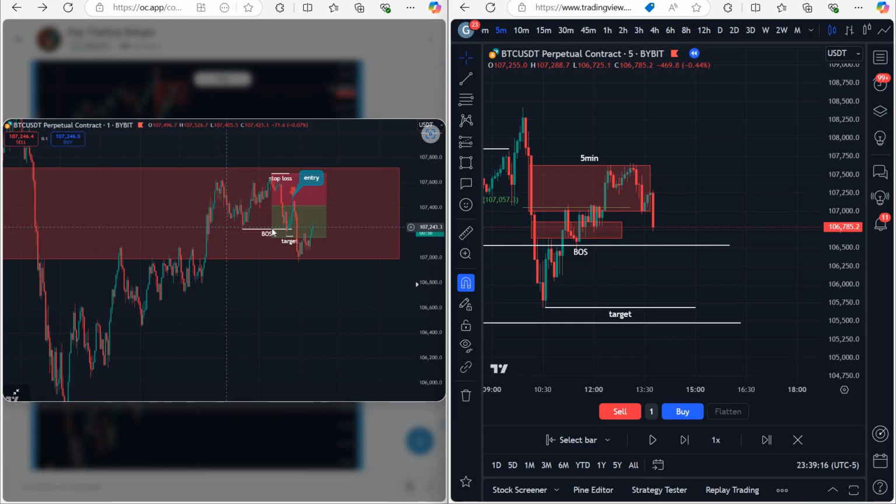So boom, boom, boom, break of structure again. So you can see the low, boom, market structure is broken. Go back into the fair value gap on a 1 minute, which is here, over the 50% retracement, which is the middle of the move. We short.